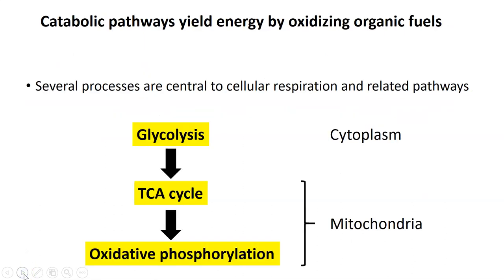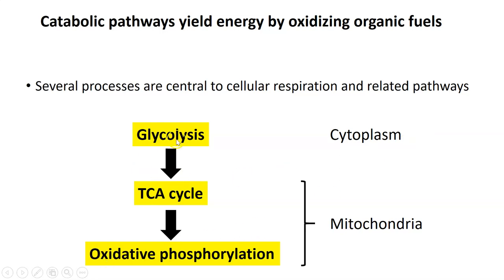Now these are the three main pathways in the full oxidation of glucose. Like I said, it's a catabolic pathway, so it relates to breaking glucose down. The three pathways are glycolysis, the TCA cycle, or the tricarboxylic acid cycle, also known as the citric acid cycle, and then the final pathway, the oxidative phosphorylation pathway.